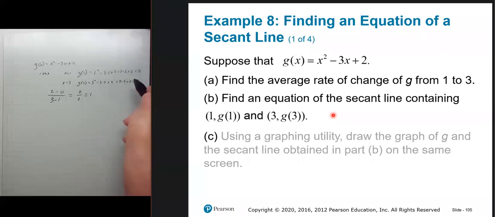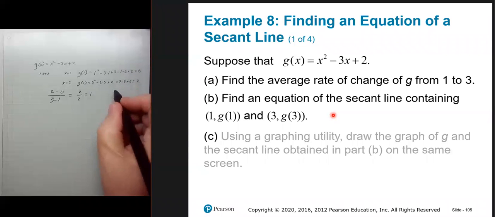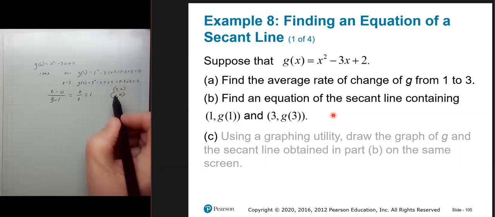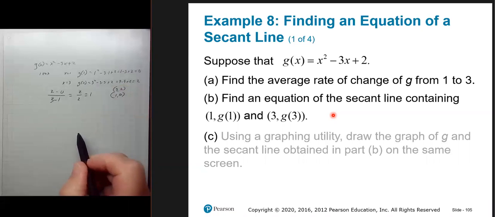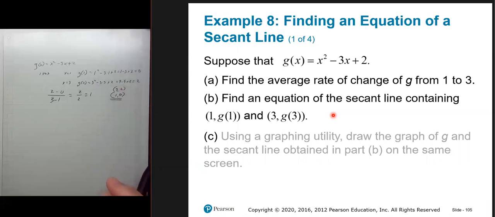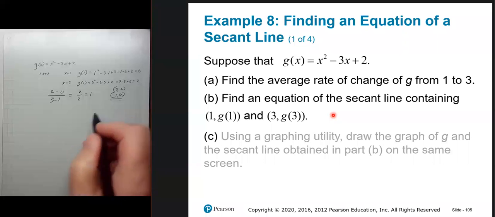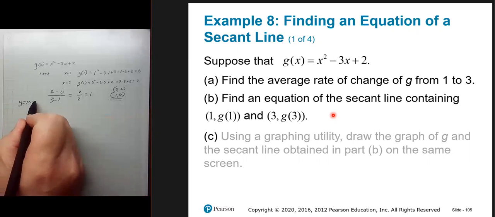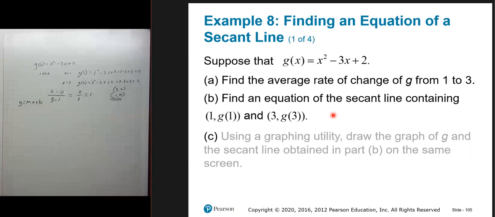And I have 2 points. I have the point 3, 2, right? 3, 2, and the point 1, 0. 1 gave me 0, 3 gave me 2. So those are my 2 points. I'm going to use the point 1, 0 because those are easy numbers to use, right? And I traditionally use y equals mx plus b to find the equation of the line.